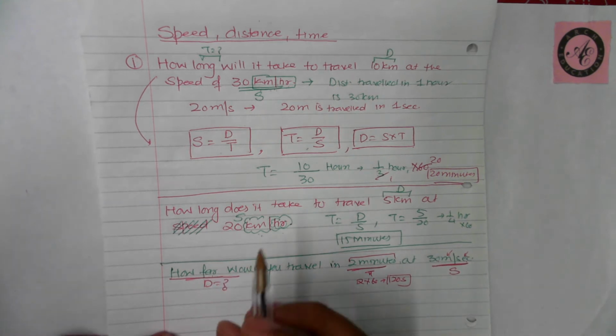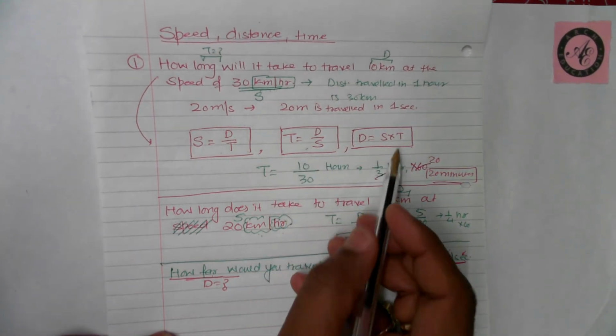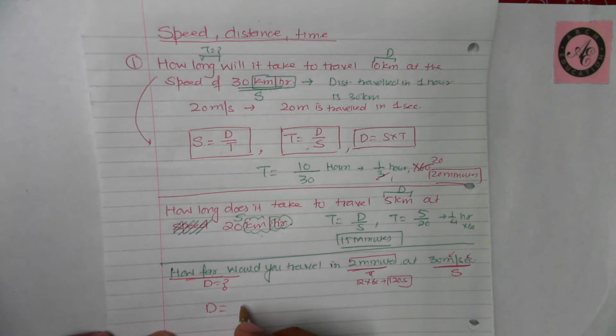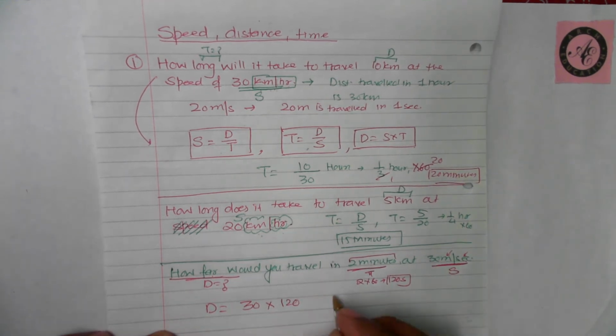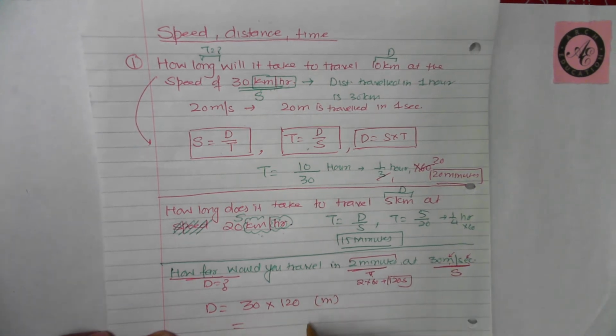Finding the distance. Distance equals speed times time. So distance equals 30 times 120. And what will be the unit of that? The unit given to me in the speed unit. This is meters. Well, guys, that gives me 3,600 meters.